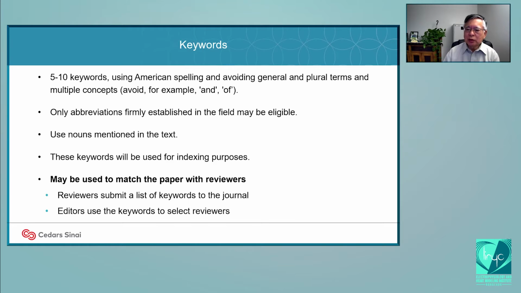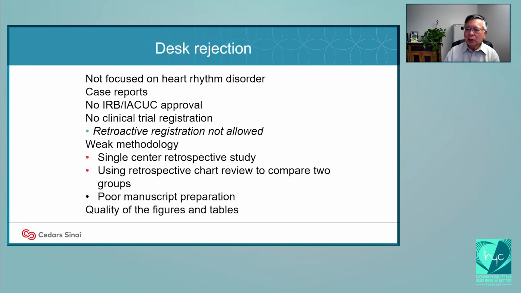Not true. Because when you submit a paper to a journal, such as Heart Rhythm, we have 1,500, 1,600, or sometimes 2,000 submissions a year. Now, we have a group of board members and reviewers working for the journal. So when the paper comes in, how do you find the reviewers? Generally, the reviewers submit a list of keywords to the journal, and then editors use the keywords as criteria to select which reviewer is going to review the paper. I will come to that keyword a little bit later.